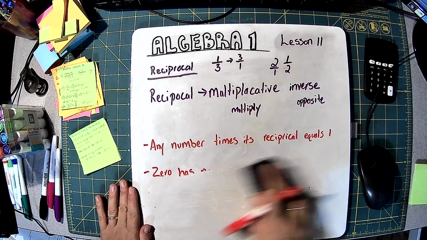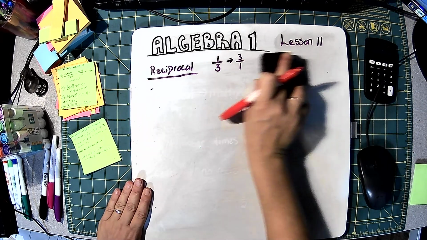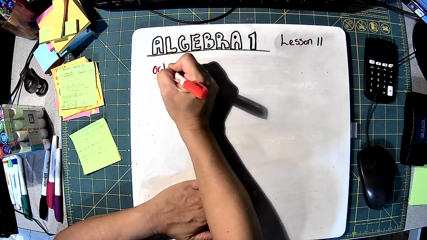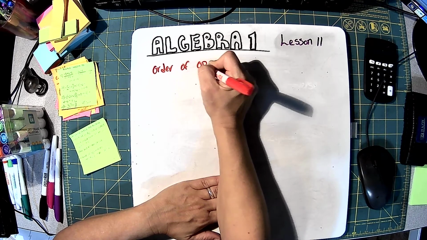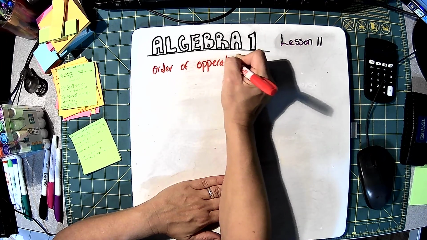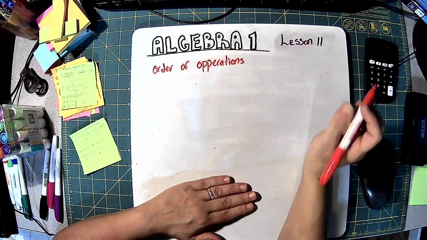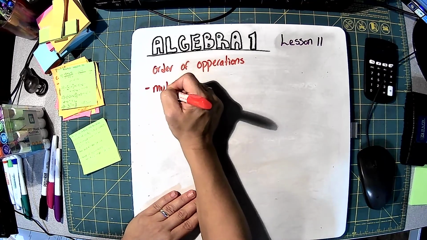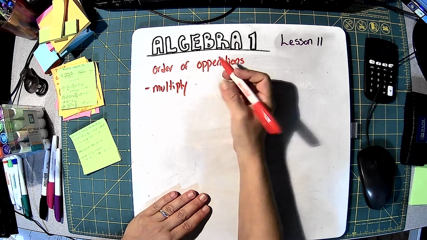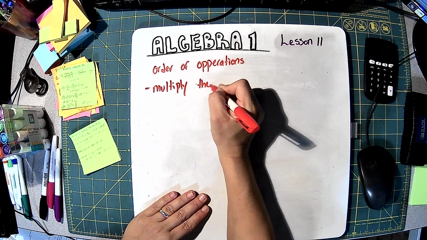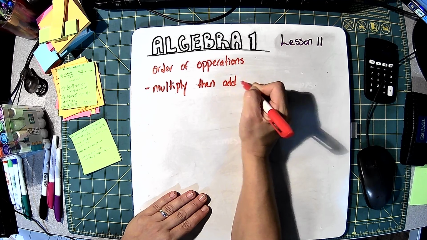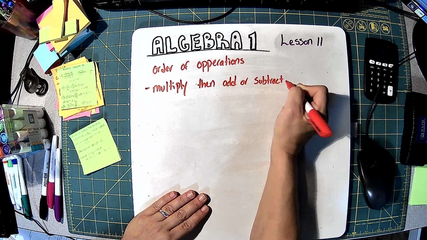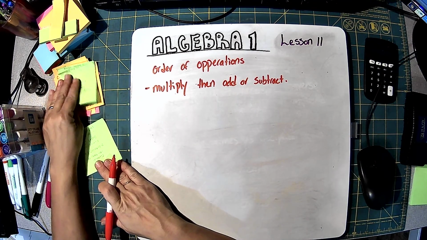All right, next part is about the order of operations. Mostly what they go over in this lesson is that you're going to multiply before you add. So multiply, then add or subtract. And this is just something that all mathematicians have agreed on.